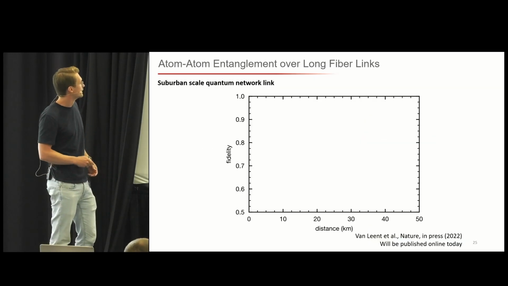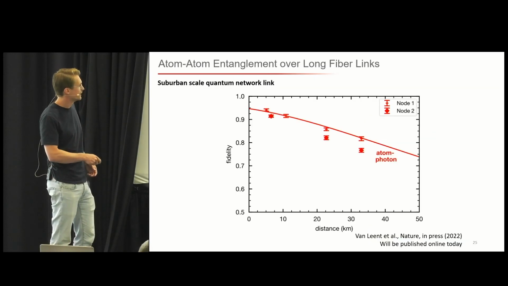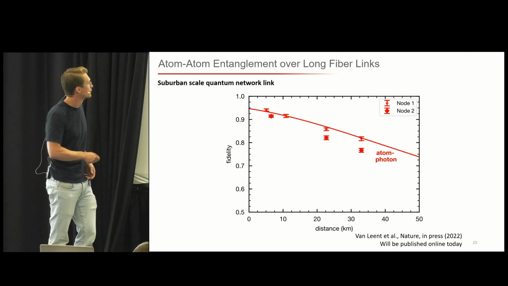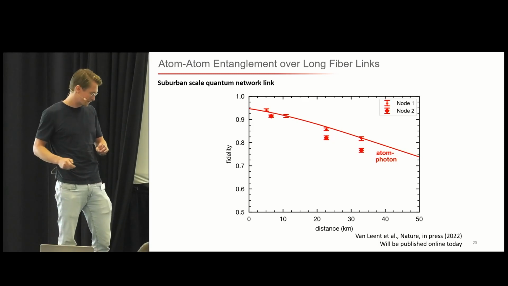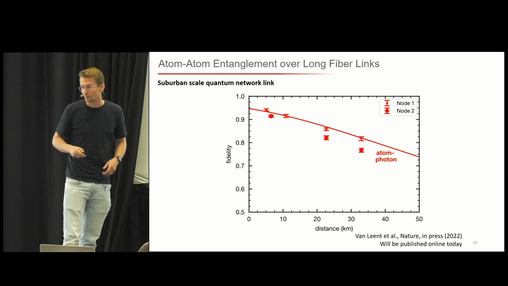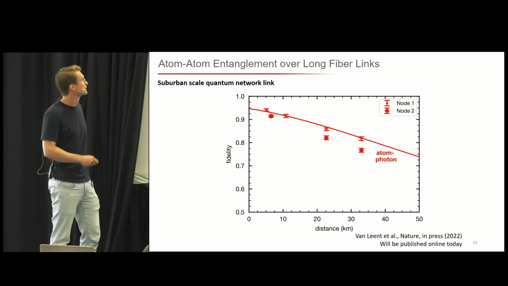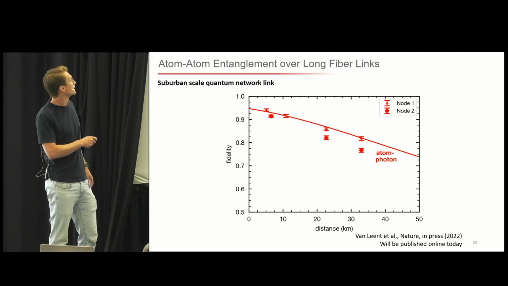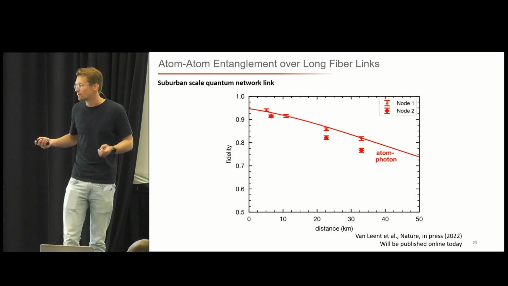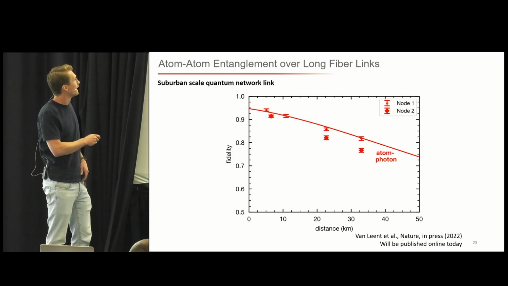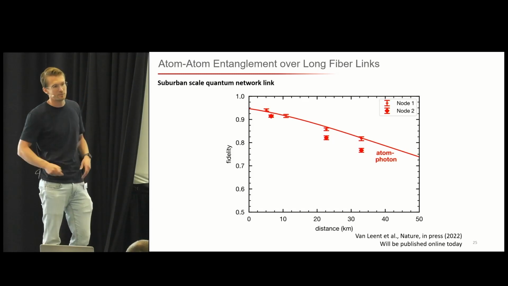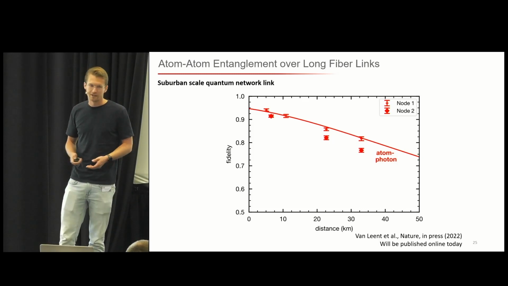Okay, then the results. So here you see over distance, so this is the fiber length, the fidelity that we obtained. We first did characterization measurements for the atom-photon entanglement distribution for the two nodes. And you see that they don't start at a fidelity of 1 because there are some errors in the entanglement generation process or in the readout. And they decay over time, and this is because we have atomic decoherence.